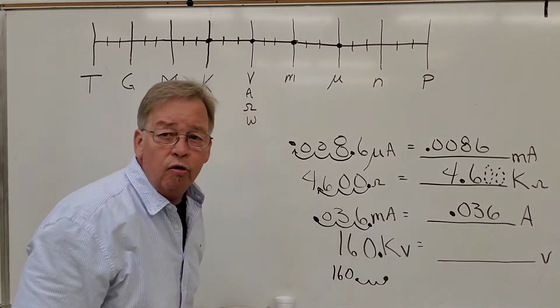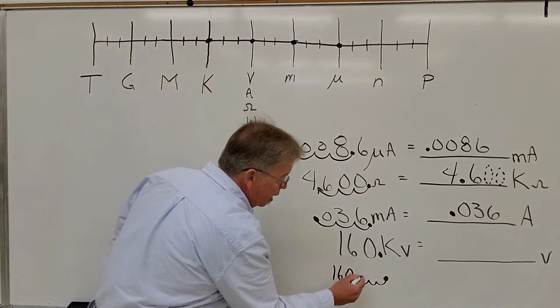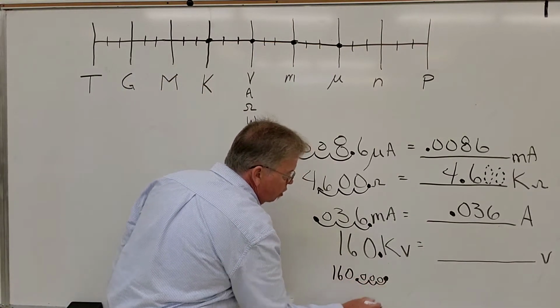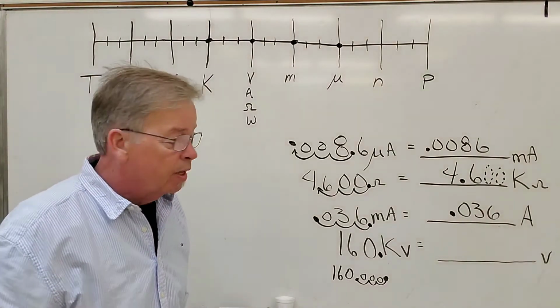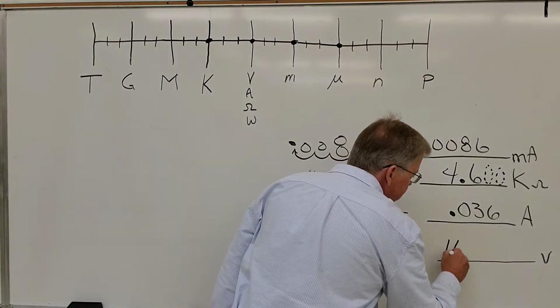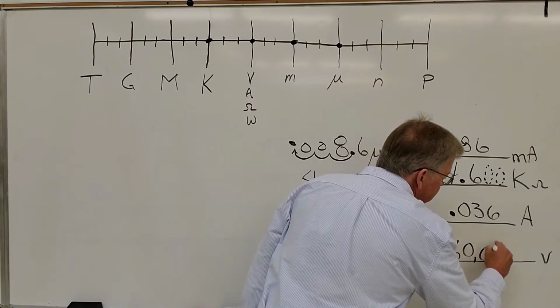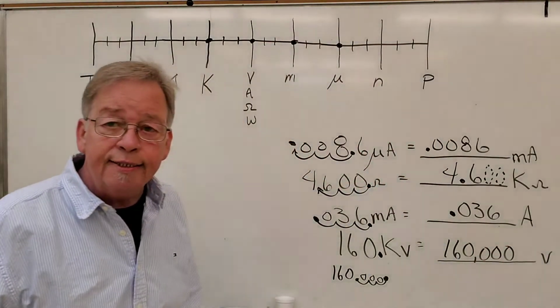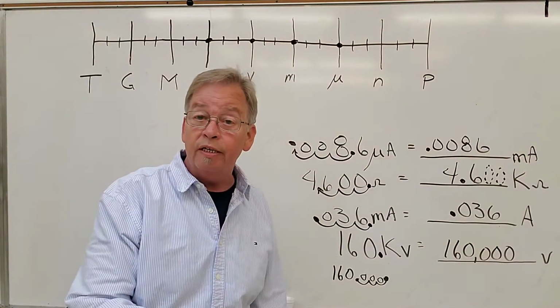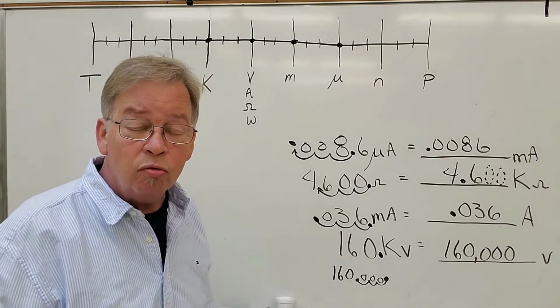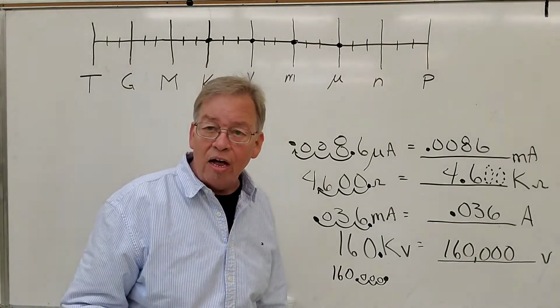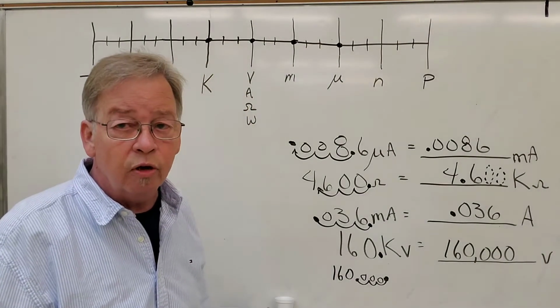What do I do with those 3 blanks? That's exactly right. I fill them in with zeros. So 160 kV is 160,000 volts, because kilo is 1,000. So 160 kilovolts, 160,000 volts, same difference, okay?